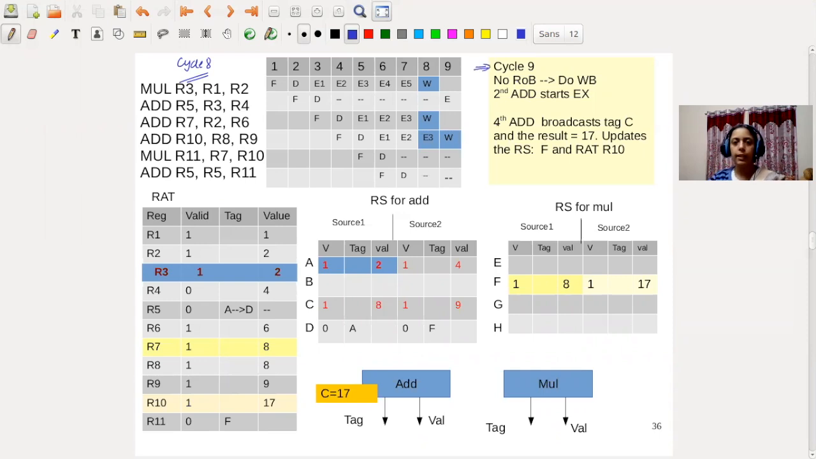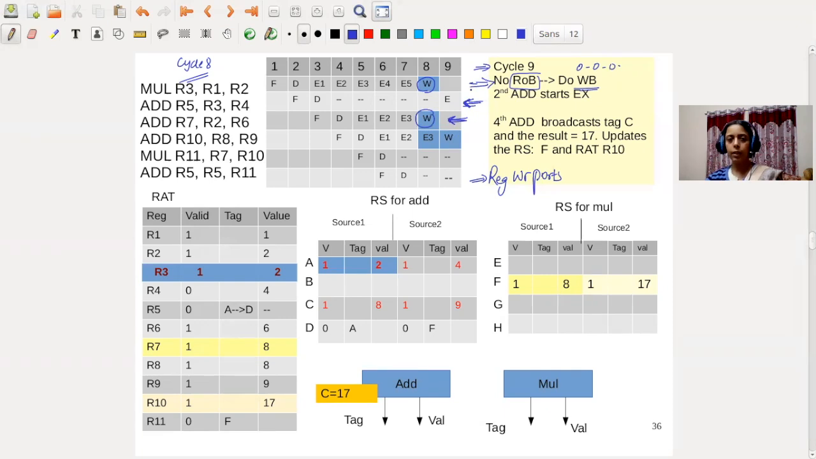So cycle 9, we do not have what is called the reorder buffer. So we have assumed there is no reorder buffer, and therefore the write back can happen out of order, which means that multiple instructions can write back in the same cycle, assuming that there are multiple register write ports so that you can do write back parallelly. We also assume that future instructions can write back before the previous instructions have written back. So instruction 3 is able to write back, although instruction 2 has not written back.